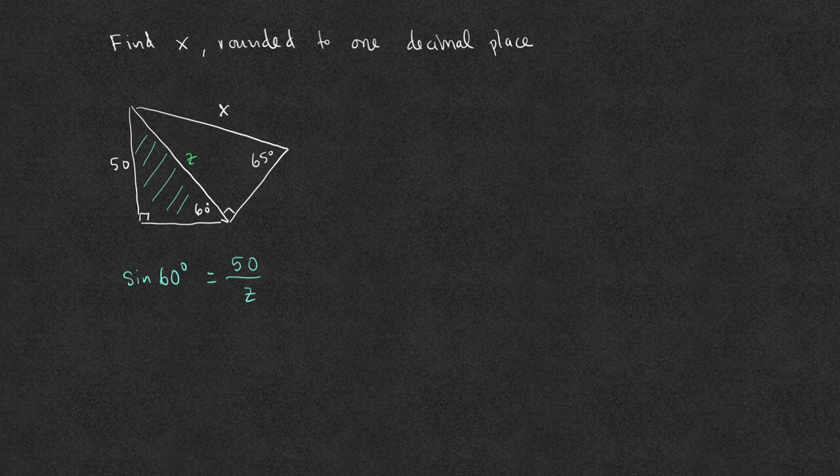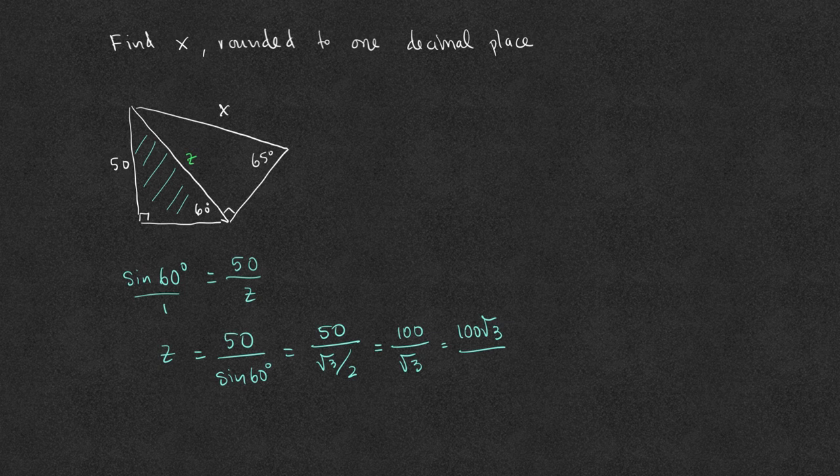From here, we can isolate z to obtain z equals 50 divided by sine of 60 degrees. Sine of 60 degrees is the square root of 3 over 2. So this is 100 divided by the square root of 3, or 100 root 3 over 3. We do not want to use decimals. We want to use exact answers as much as possible. Now that we found z, we will go ahead and find x.